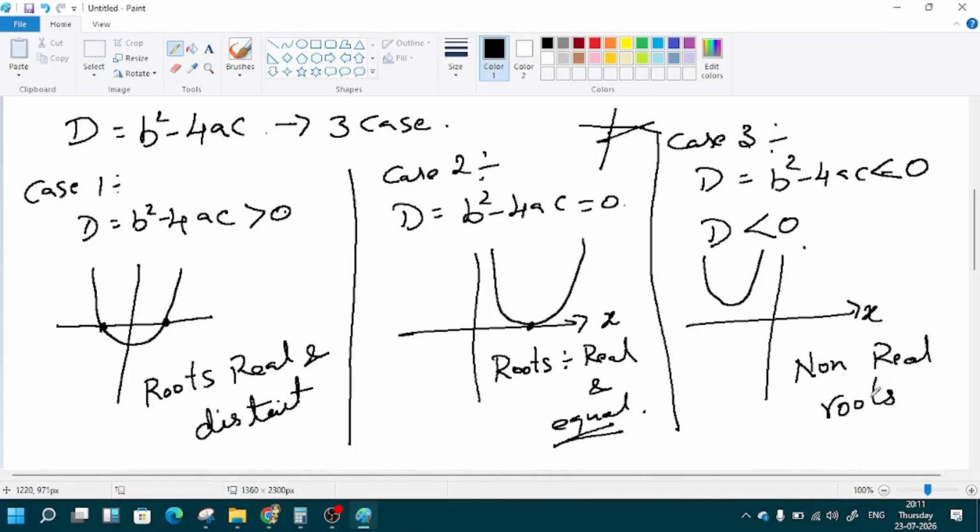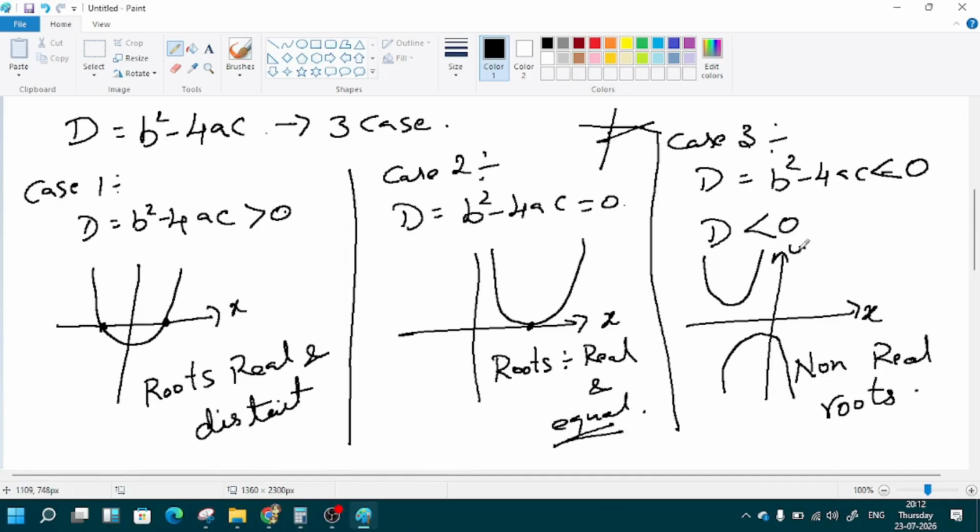So the first one is called real and distinct roots. It has real roots with two different values. The second case has real roots but equal roots. Both roots will be equal. And the third case is less than 0. The graph will look like the curve is somewhere on this side or this side, anywhere. Even if it intersects the y-axis, it will never intersect the x-axis. Maybe you will get something like this also, but you will never intersect the x-axis.